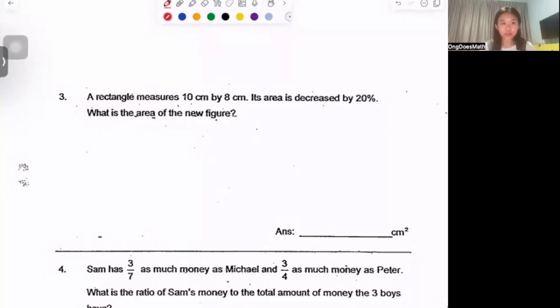Okay, so now we'll do question 3. A rectangle measures 10 cm by 8 cm. Its area is decreased by 20%. What is the area of the new figure? So let's find the area of the original figure first.